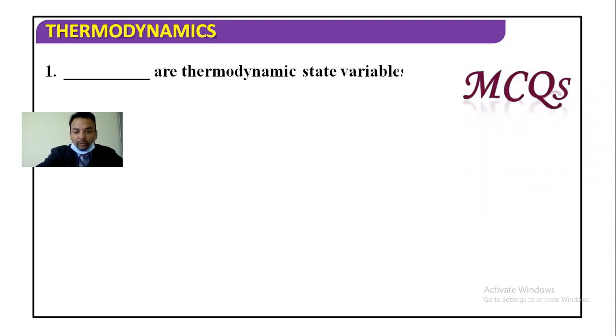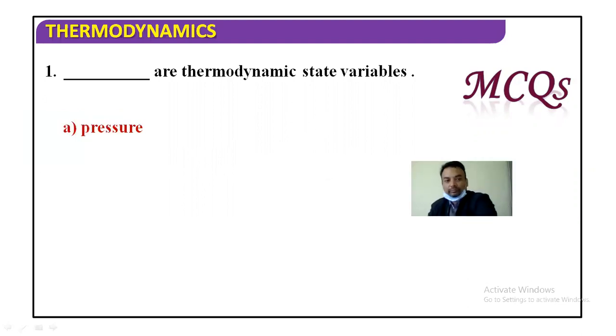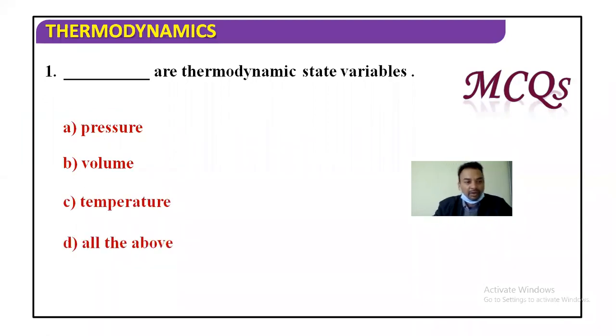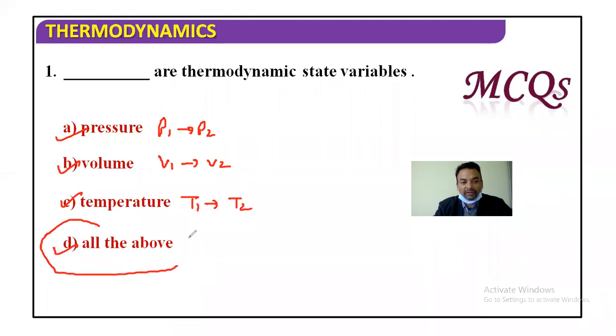So let us do some questions. Students, try these questions. Dash are thermodynamic state variables. All, yes, all are, because pressure is a thermodynamic variable, it also changes from P1 to P2. Volume also changes from V1 to V2. Temperature also changes from T1 to T2. So all are thermodynamic variables. The answer is all are thermodynamic variables.